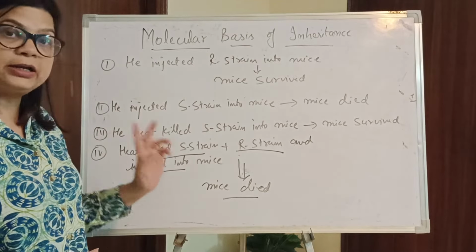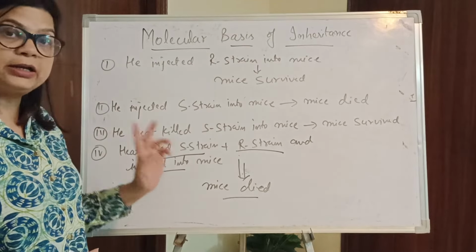And he concluded, on the basis of his observation and experiment, that there was something which transformed R strain into virulent, and the transforming substance was genetic material. But he did not prove whether the genetic material is DNA or RNA or protein. But yes, he proved that something from the heat-killed S strain transformed R strain into virulent. Now, this was his experiment only.